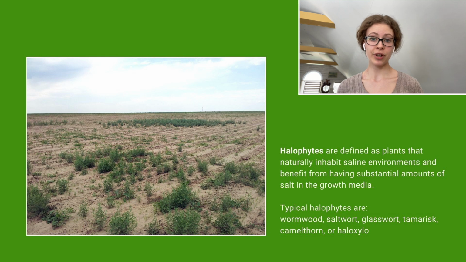If there are no cultivated plants on your field yet, you can look at the weeds as well. The presence and abundance of the so-called halophytes is a really warning sign. The typical halophytes are wormwood, saltwort, glasswort, tamarisk, camelthorn, and halocylon. I really hope I pronounced that correctly.